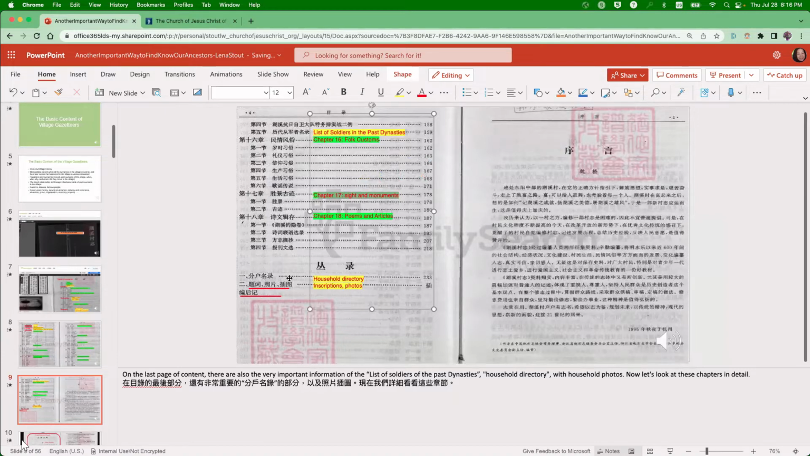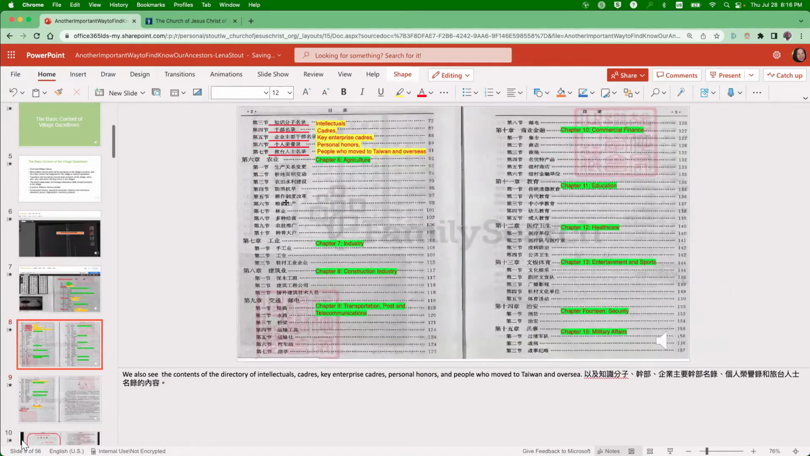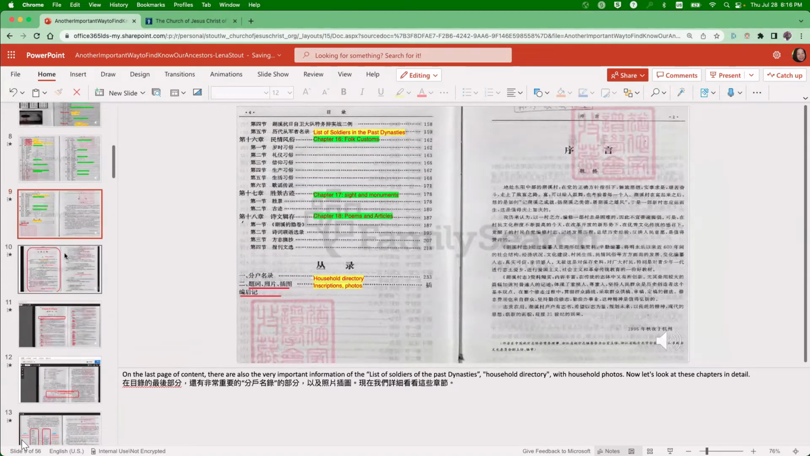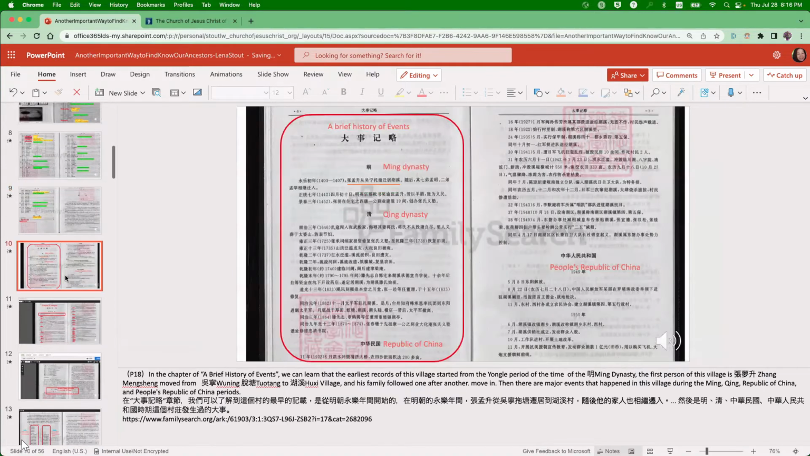But look here, at the bottom is a household directory, and inscriptions and the photos. You can see here as well, they have a lot of lists. So let's go into one so we can see.